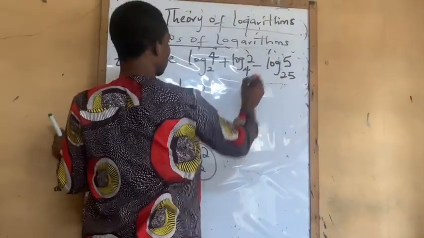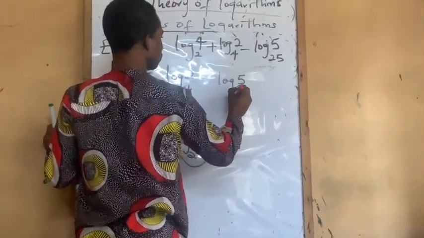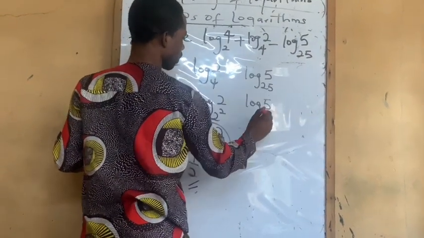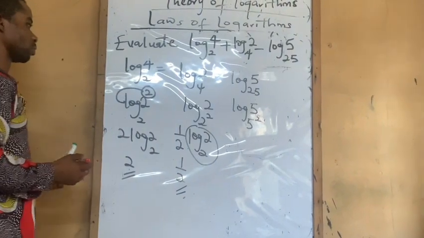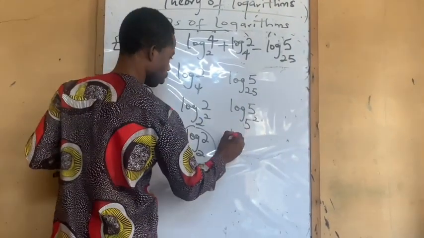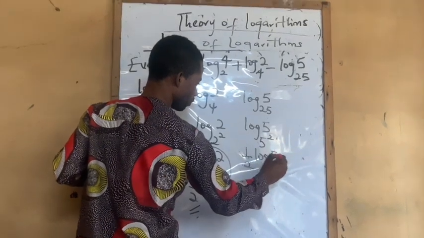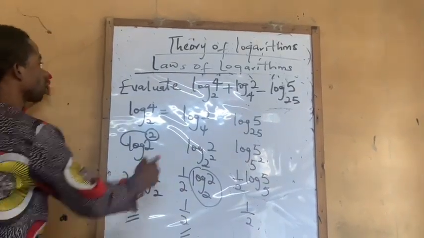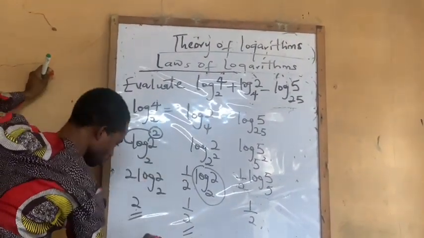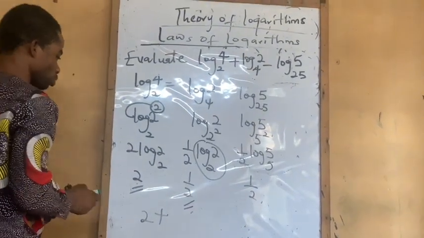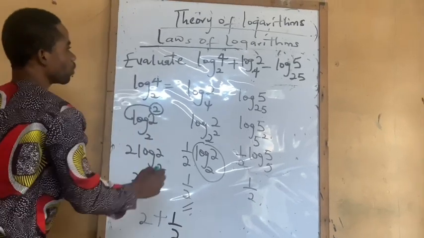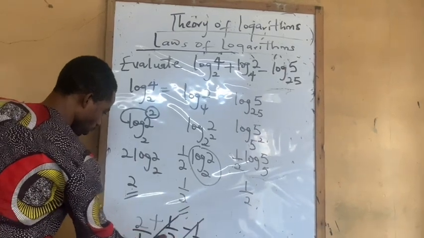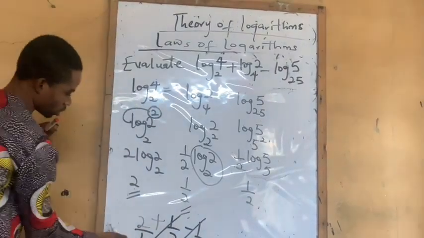Now, the last one, take this one also, log 5 base 25. Definitely, this one also turns to base 5 raised to the power 2. And this one also comes to 1 over 2 log 5 base 5. So this will be 1. 1 times 1 over 2 is also 1 over 2. Now we have the first one give us 2, plus the second one give us 1 over 2, the third one give us 1 over 2 minus 1 over 2. This 2 is over 1. Now, you know that plus 1 over 2 can cancel minus 1 over 2. Our answer is 2, because 2 over 1 is still 2.